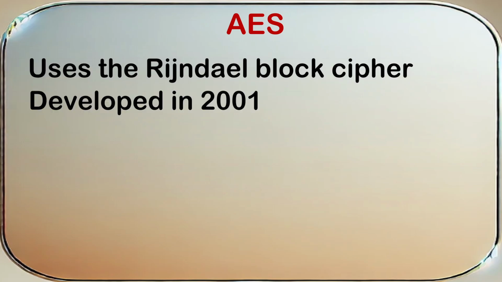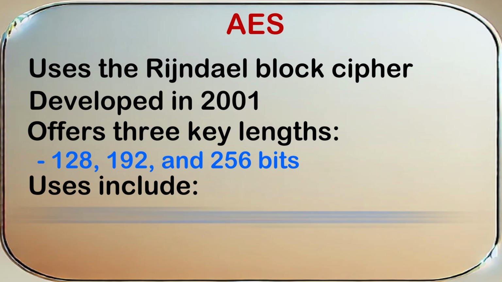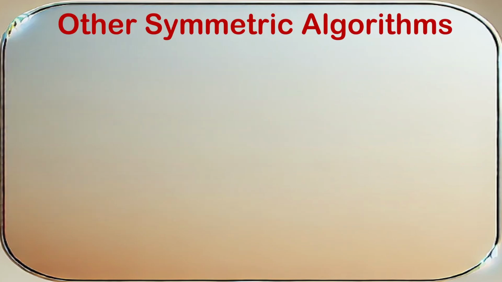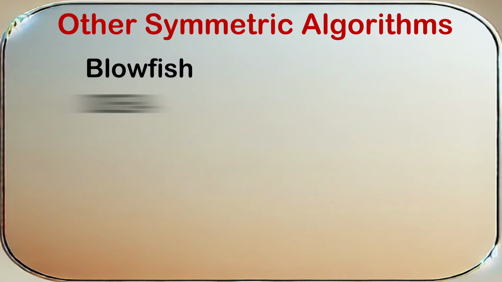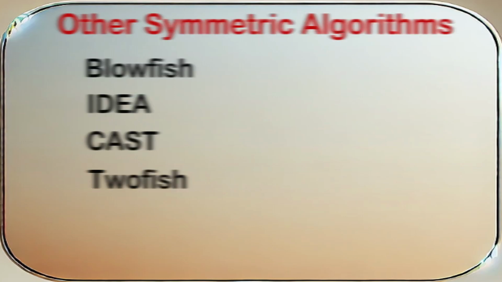It was developed in 2001 during a competition run by the U.S. National Institute of Standards and Technology, or NIST. AES offers 3 key lengths of 128, 192, or 256 bits. AES is used in all sorts of ways, including 802.11 communication, BitLocker, and even some game engines. Some other symmetric algorithms you may come across are Blowfish, IDEA, CAST, and Twofish. While these algorithms aren't used much anymore, you should at least know they exist.